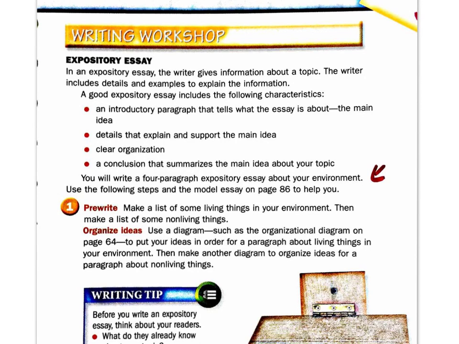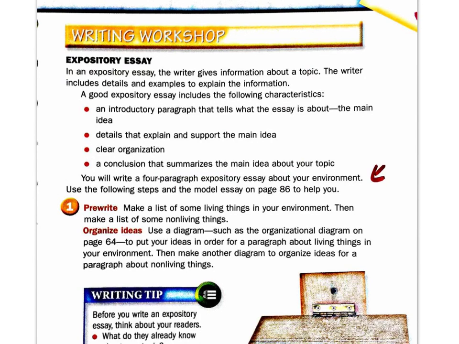Hello. So we're in Shining Star B, Unit 2, and we have a writing lesson, expository essay. Now in Unit 1, we wrote an essay together about Captain Clark. In this assignment, you're going to write an expository essay giving information about your environment. And you're going to use the steps in the model essay on the next page, page 86, to help you. So your environment.